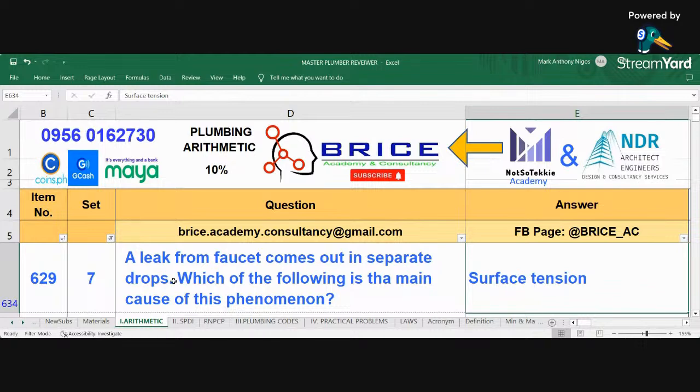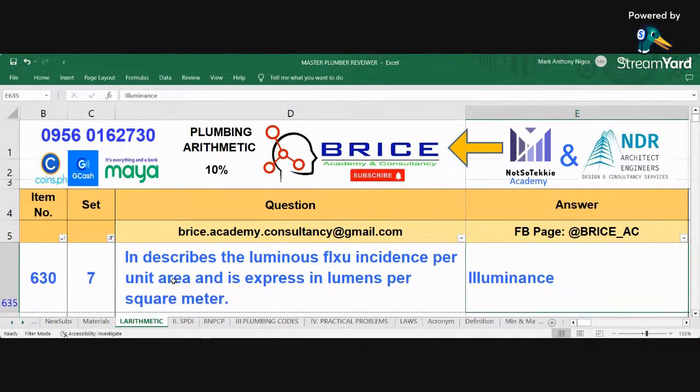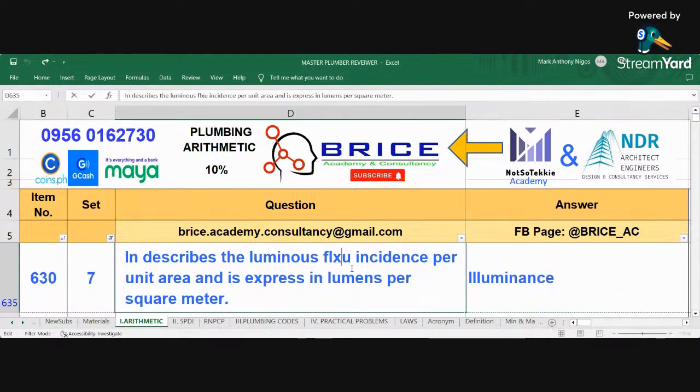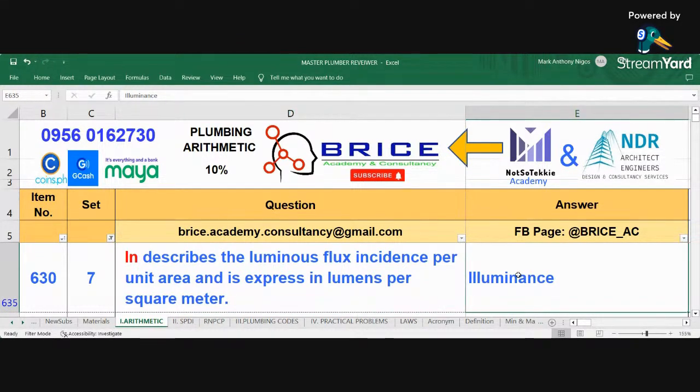630. It describes the luminous flux incident per unit area and is expressed in lumens per square meter. The answer is illuminance. Parang may mali sa tanong. The answer is illuminance.